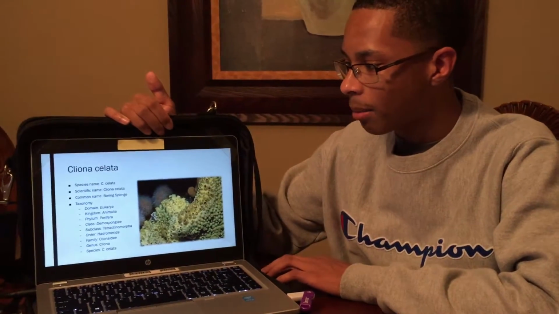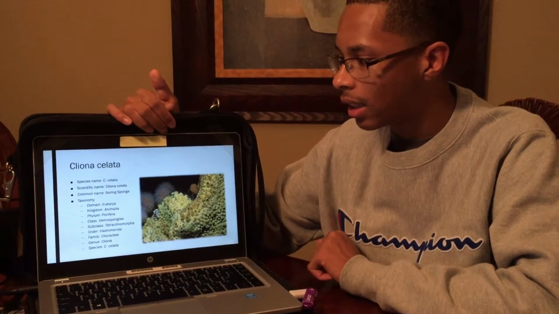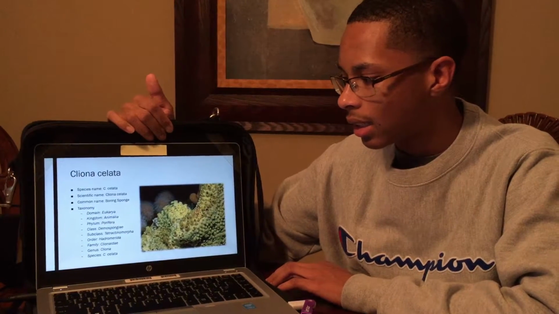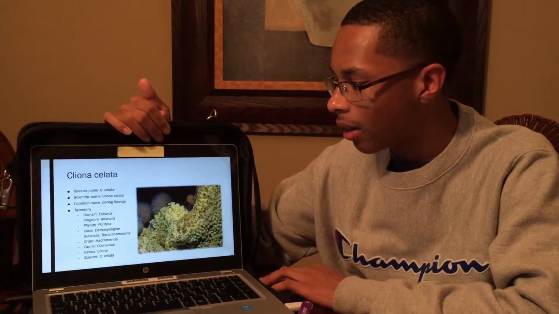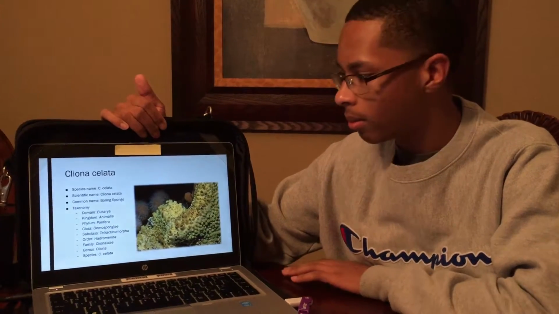And for the taxonomy, it's under the Eukarya domain. It's in the Animalia kingdom. Its phylum is Porifera. Its class is Demospongiae. Its subclass is Tetractinomorphia. Its order is Hadromerida. Its family is Clionidae, and its genus is Cliona, and its species is C. celata.